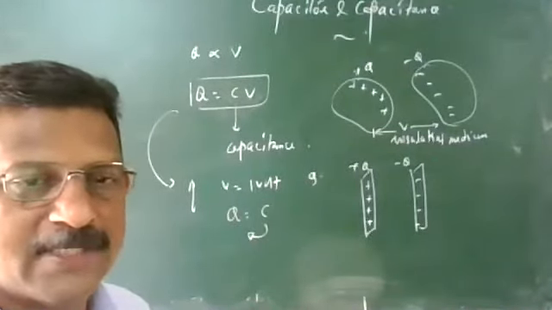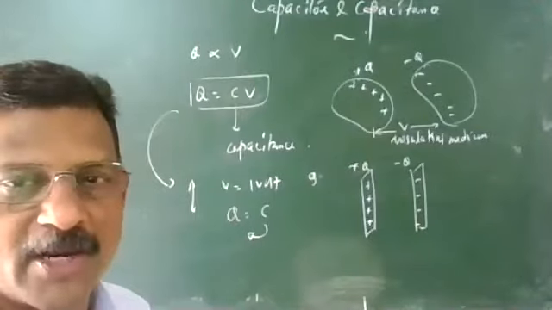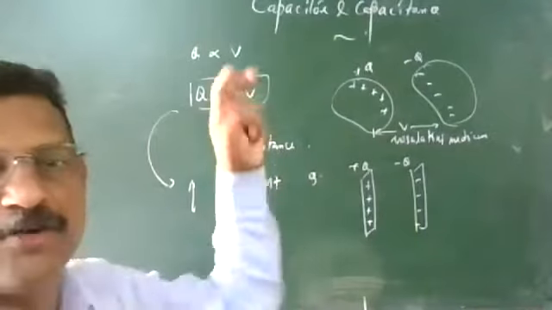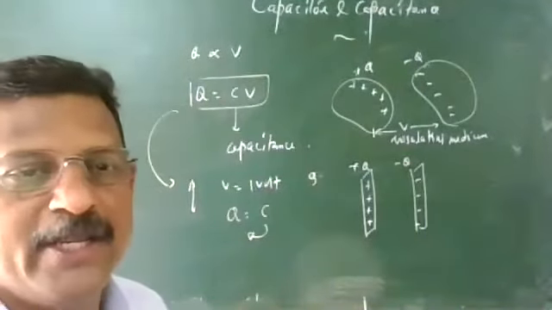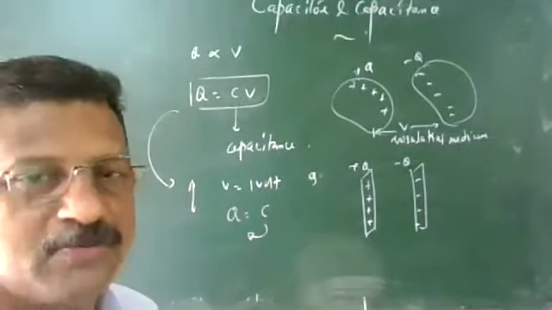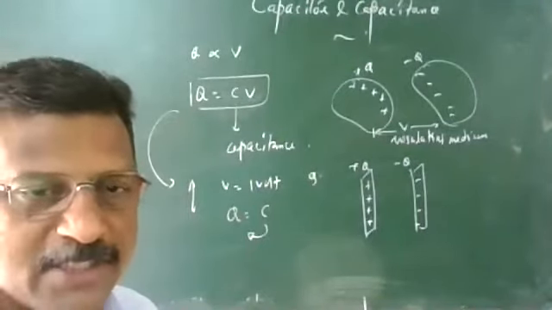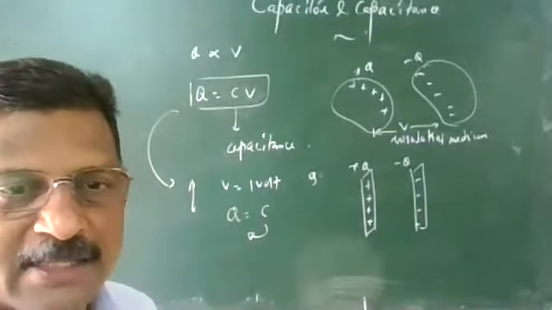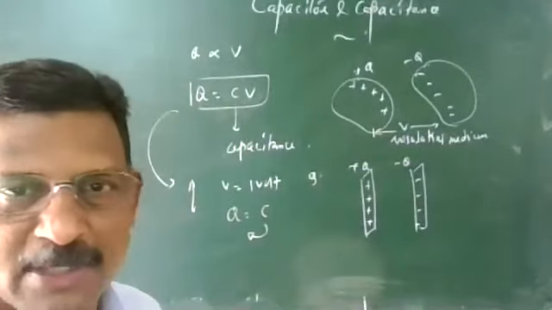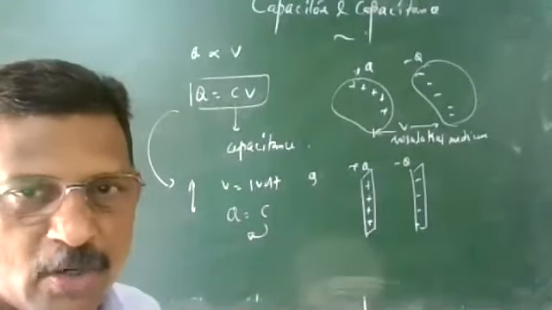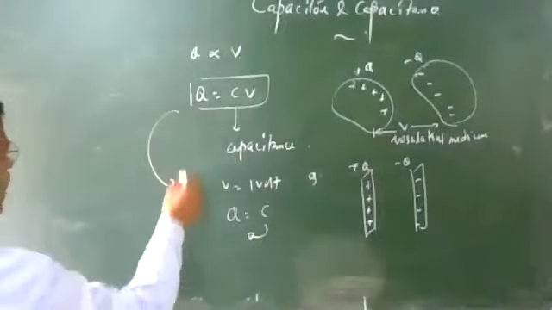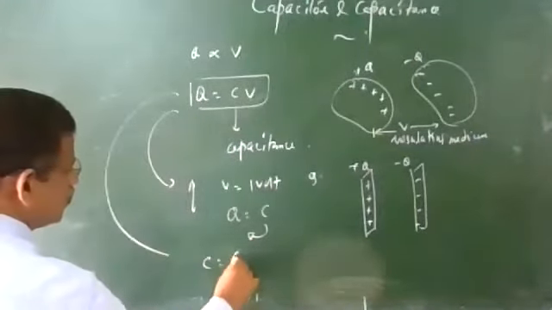So the capacitance of this conductor or arrangement is numerically equal to the charge required to increase the potential difference by 1 volt. This capacitance of an arrangement depends upon its dimensions. It will not depend upon the charge or potential difference, because from this equation we get C equal to Q upon V.